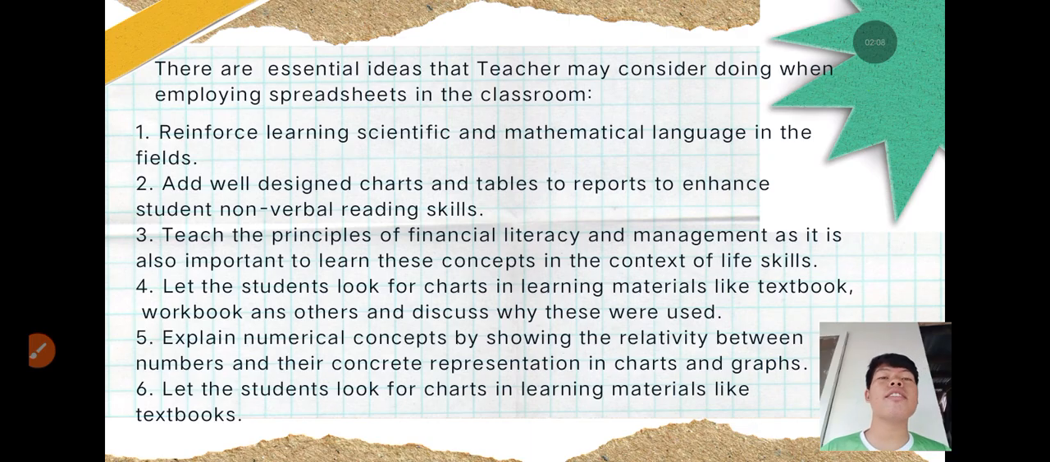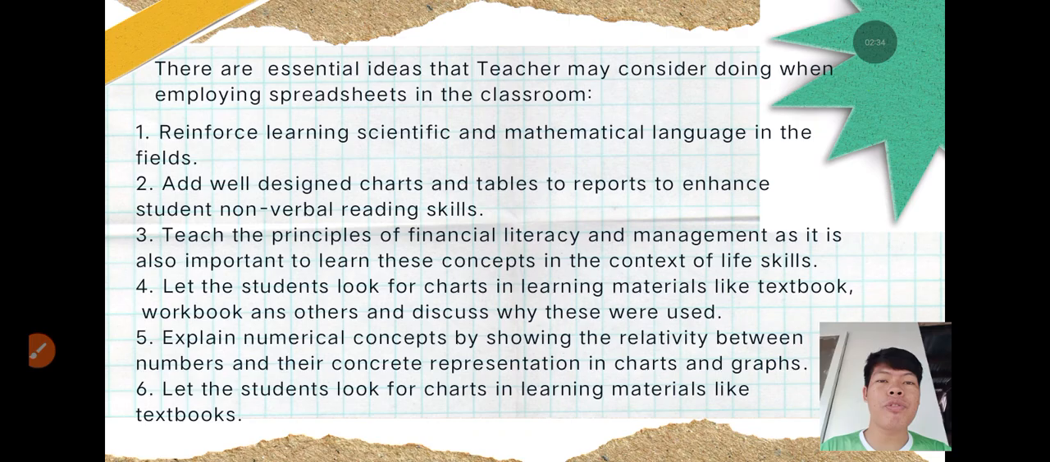And third is to teach the principles of financial literacy and management, as it is also important to learn these concepts in the context of life skills. Financial literacy is essential, of course. Budgeting is one of the important things that students should learn.